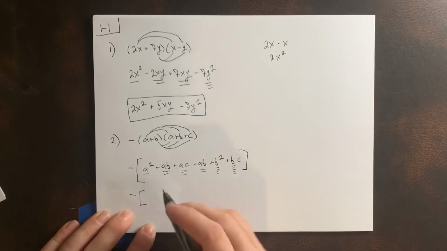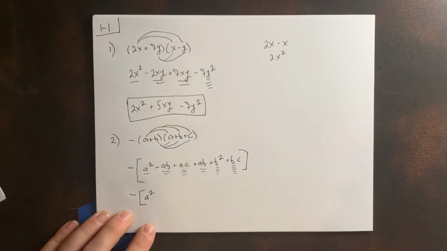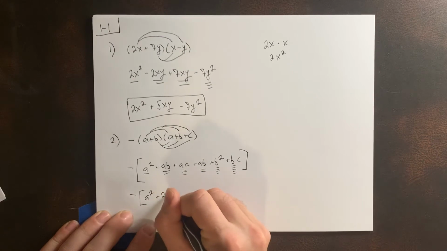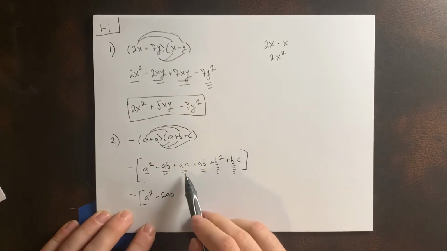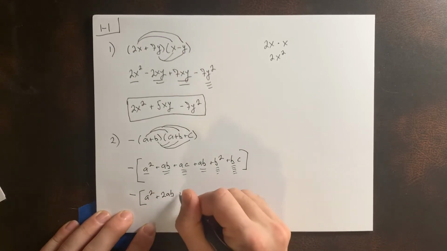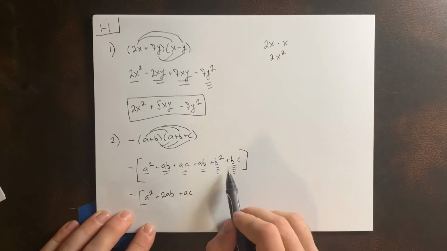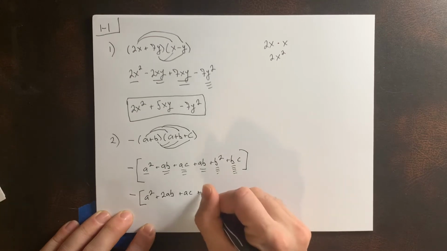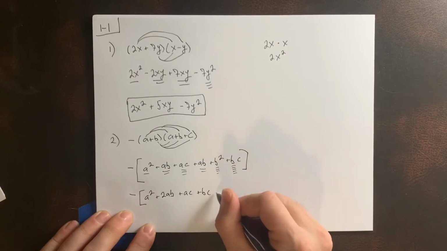So we only have one a squared term. Let's just rewrite that. Here we have an AB and an AB, so we have two of those. So we can put 2AB. We only have one AC, so we're going to put the AC down. Let's put this on the very end. So let's put the BC next, and then the B squared at the very end.